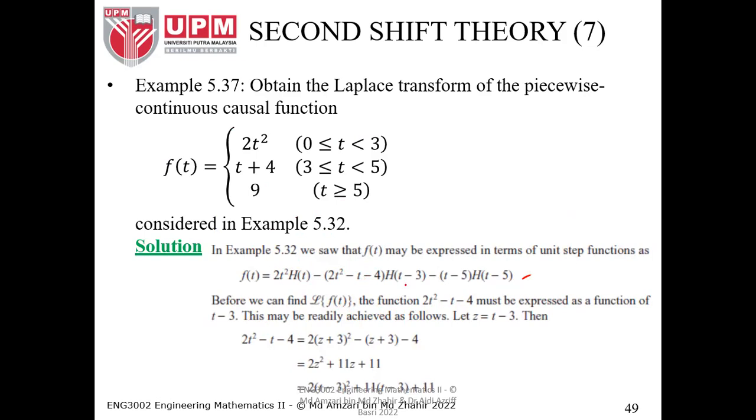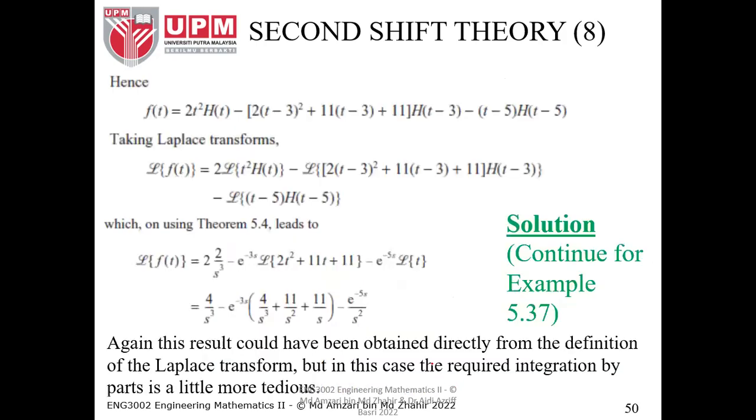Okay, because of this t minus 3, we let z equal t minus 3. So what happened here: if t equals z plus 3, then substituting, we solve it and you will get the answer in terms of z. Once you have that, you have changed from the normal step function to t minus 3.